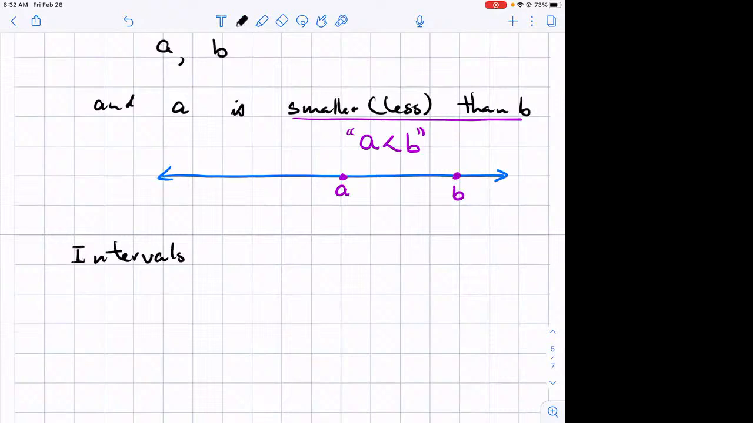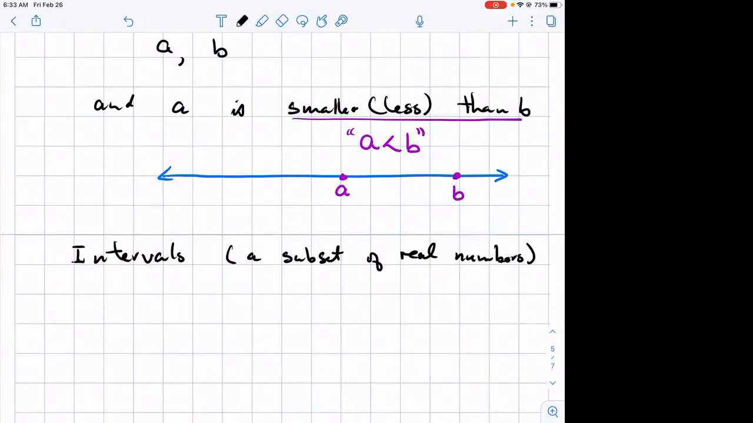Intervals. And inequalities can describe subsets. So an interval is really a subset of real numbers. Let's write that properly. Of real numbers. Just a subset.